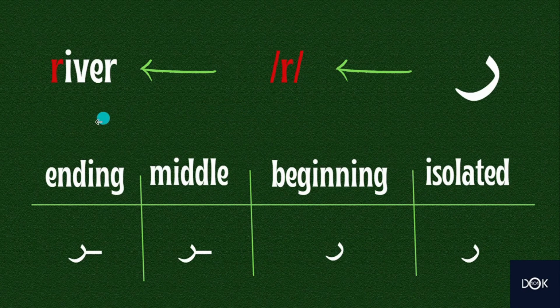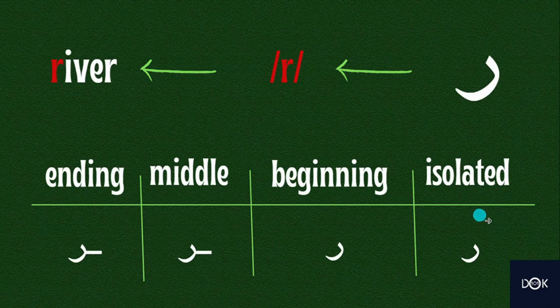For example, we say river, river. But the sound of ra is ra, ra. We'll go through the examples to understand the sound and composition of ra better, but before that, we are going to have a look at the four forms of ra.